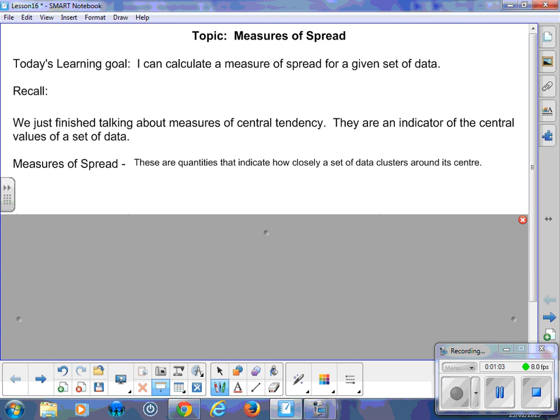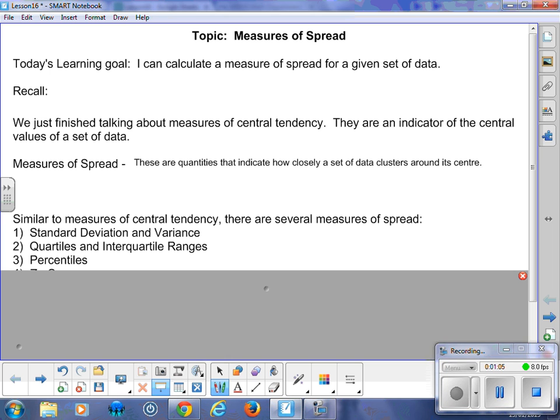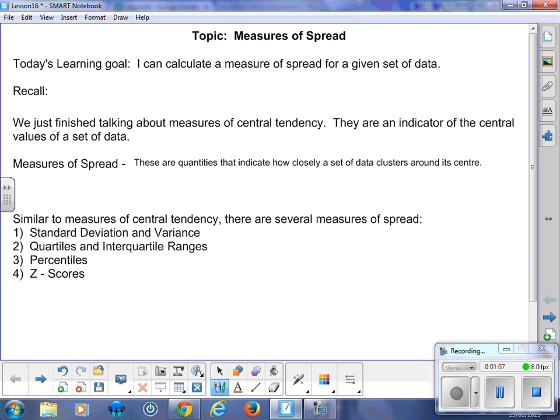There are a couple of measurements that fall into there. So we are going to look at standard deviation and variance. That'll be the first quarter of the lesson. We're going to talk about quartiles and interquartile ranges, and then percentiles, and then z-scores. So those are the four areas of measures of spread that we're focusing on today.